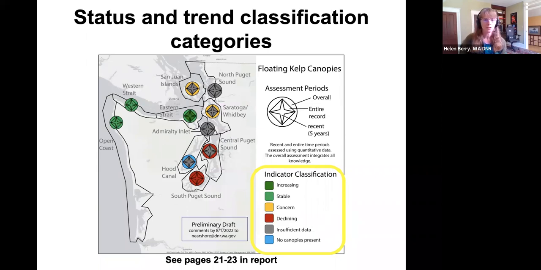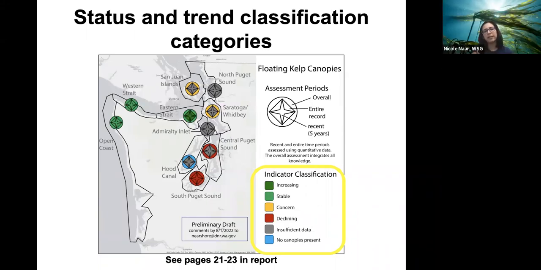But in a nutshell, increasing or stable is green, which means don't worry about it. Concern is yellow, which means there are some issues we need to think about. And decline is red, which communicates this is a big problem. We also chose gray to identify areas with insufficient data, because it's important to be able to say, I don't know. And then last, we might need a category for areas where floating kelp has never occurred. It depends on where we put subbasin boundaries, but that may be true for portions of Hood Canal. So blue is, we've never had any canopies present there.